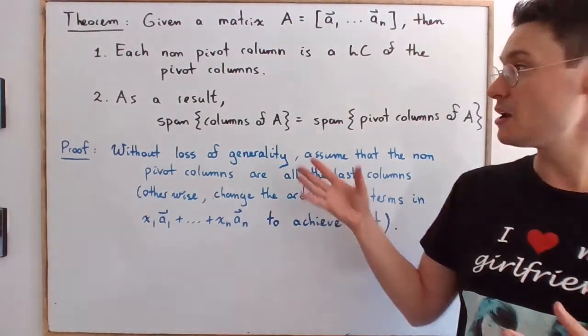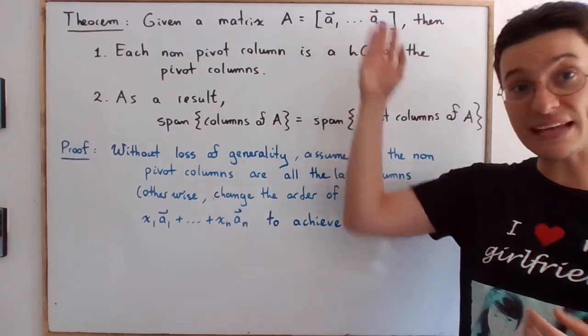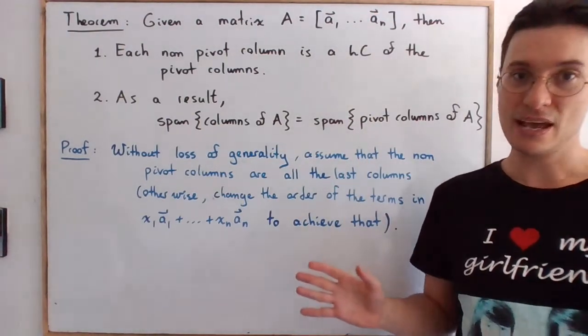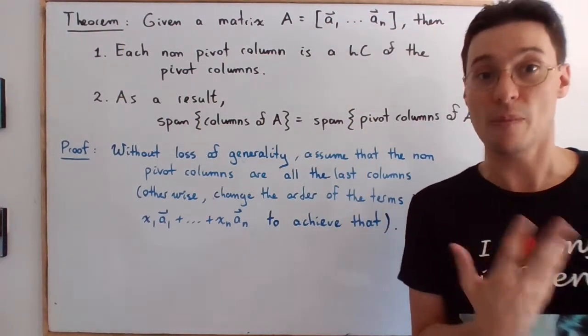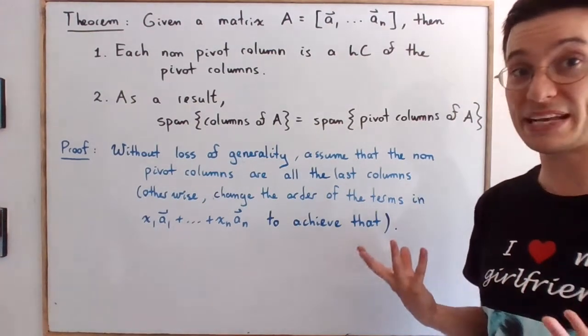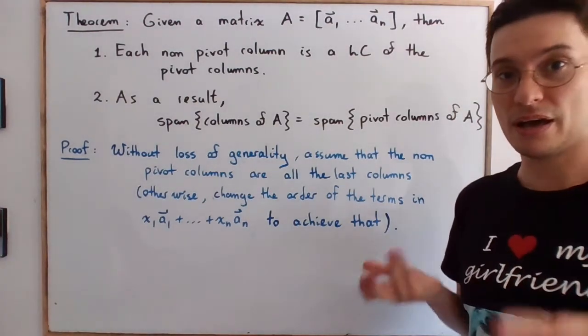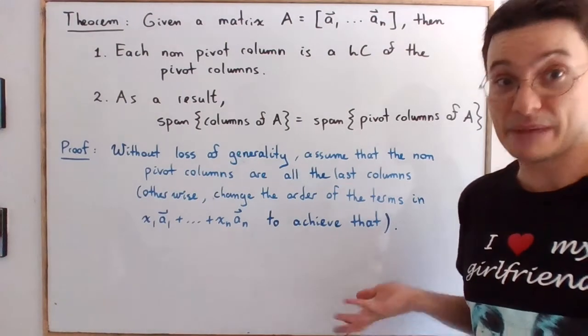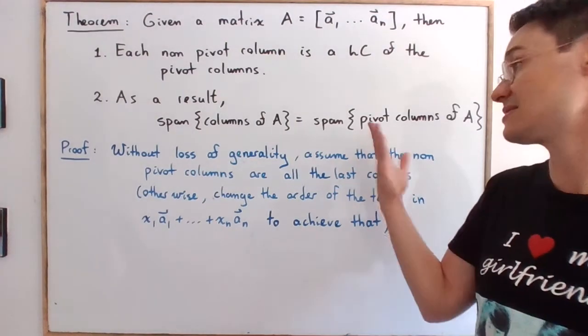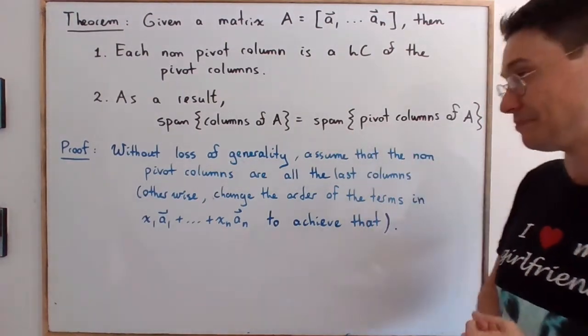So basically, we put the generating set in a matrix, we row reduce it, and we just remove all the non-pivot columns from the generating set. And we have a minimal generating set that spans the same span, right?